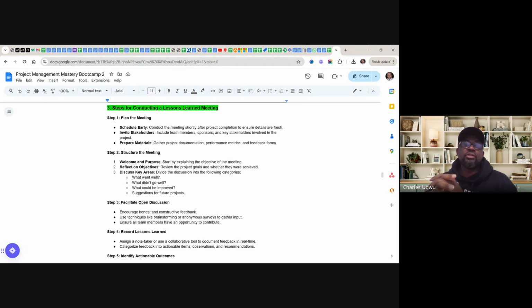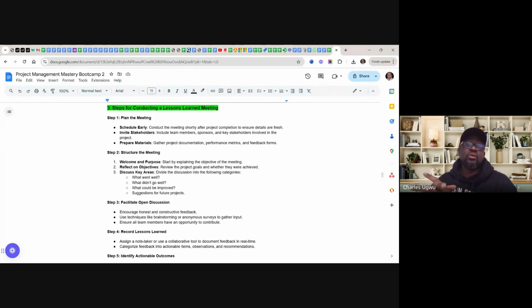Key discussion areas. Divide the discussion into the following categories. What went well? You have to be honest when you are trying to do this, although if you have been capturing it, documenting it, you are not going to struggle. What didn't go well? What could be improved? And suggestions for future projects. These are the main things.